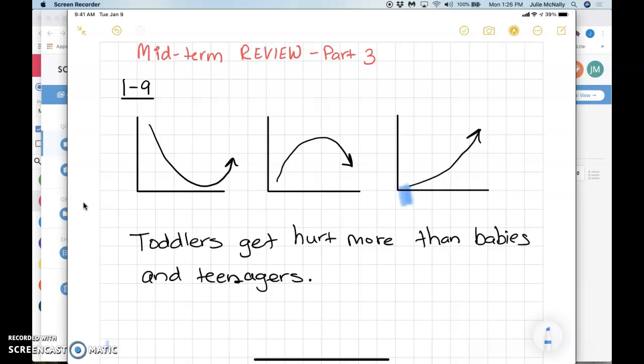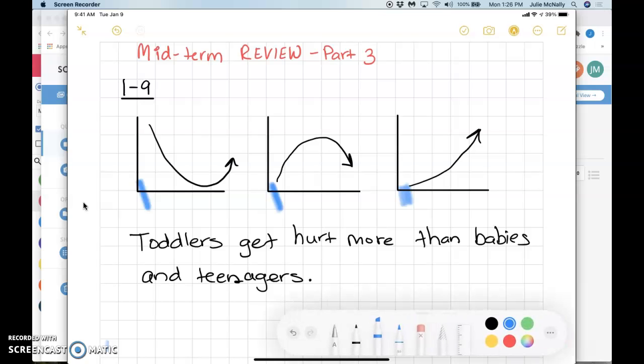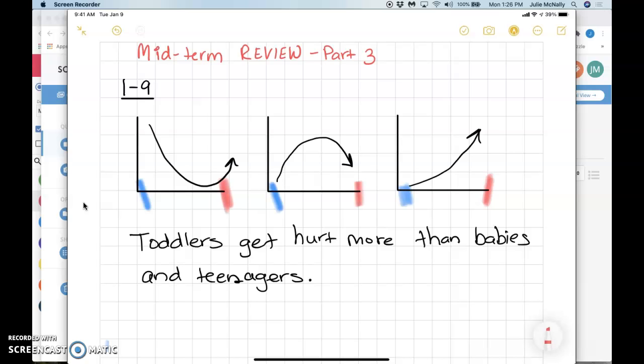So which graph represents toddlers getting hurt more? If the beginning of the graph represents babies and the end of the graph represents teenagers, which one shows more in the middle, in between? And the class agreed that it was this one. This chart shows that when they're a little bit older, they get hurt more, but then as they get older, they start getting hurt less again. Okay?